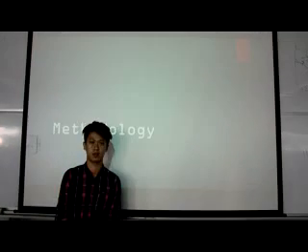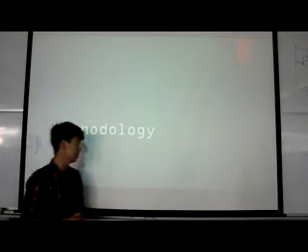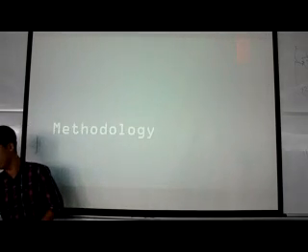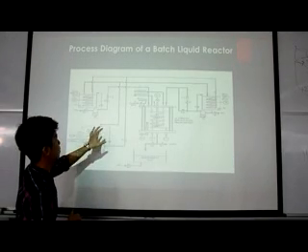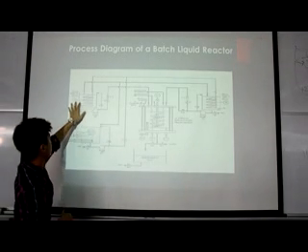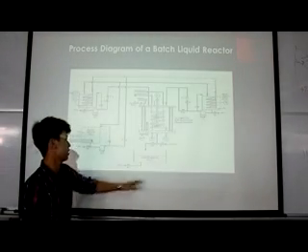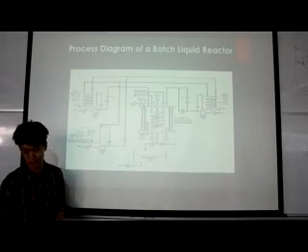Thank you. Hi there. After understanding the theories behind it, let's proceed to the methodology and how we can carry out the experiments. This is how a batch liquid reactor looks like. There are 2 feed tanks over here, and this is the waste tank. And this is the reactor inside it, and this is the cooling water tank.